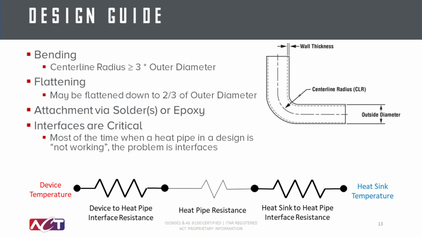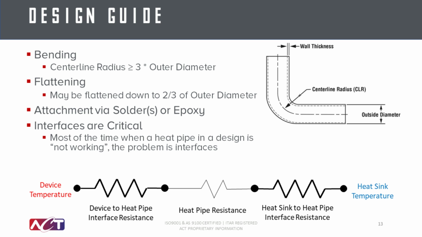We can bend and flatten heat pipes beyond these limits. What we need to make sure is that the wick structure on the interior of the heat pipe stays attached to the wall so that we don't destroy the heat pipe's function. That would be taken on a case-by-case basis as needed.